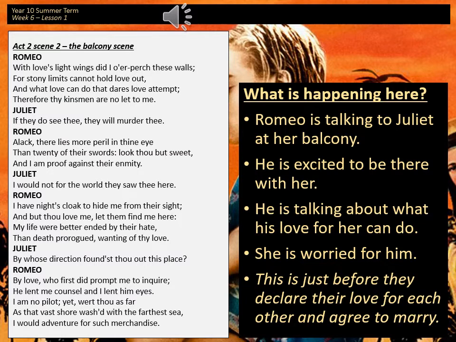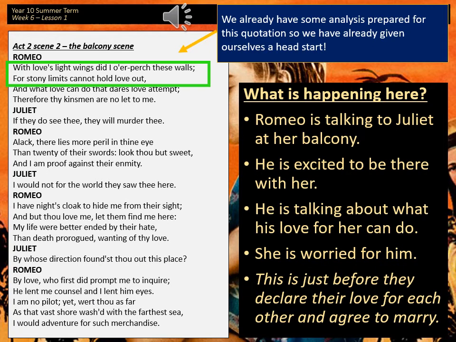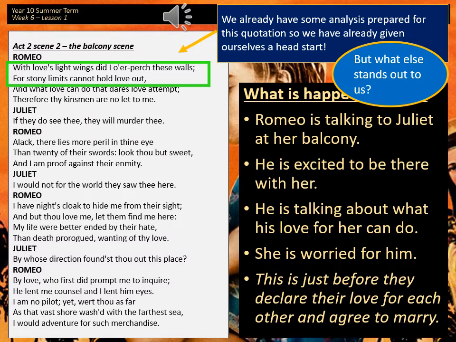What you'll notice probably is those first couple lines are familiar to us. We already have some analysis prepared for this quotation, so we're already ahead of ourselves in terms of our analysis. And chances are, whatever extract they give you, you will be familiar with at least a little bit of it. You will be able to pick out a quotation that you have seen and analysed before. Okay, so we're familiar with that. So we now need to think about what else stands out to us.